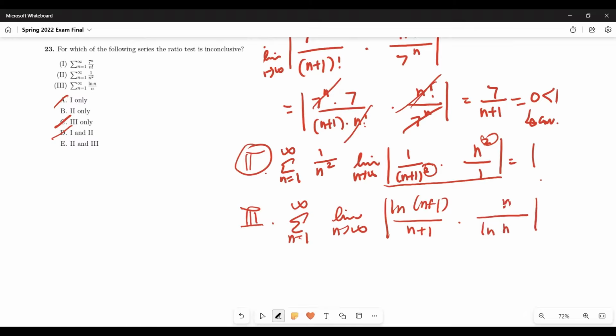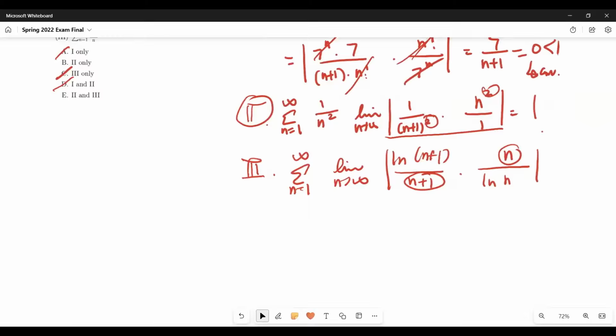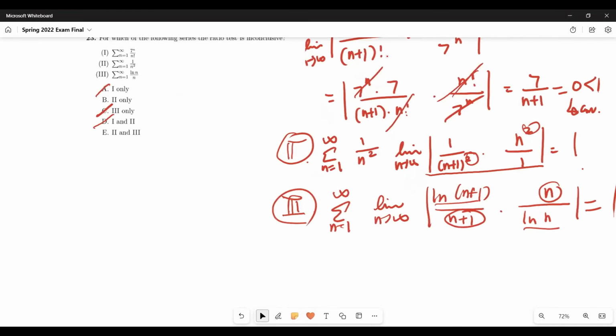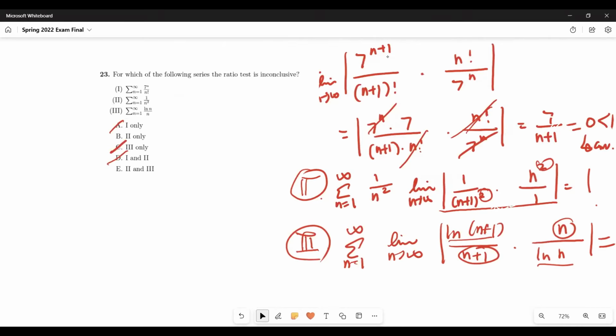n and n plus 1 have the same power, so the limit as n goes to infinity just becomes 1. ln(n plus 1) and ln n also have the same power, so as n goes to infinity, this is also just going to be 1, which is why this is going to be inconclusive as well. So the answer for this question is E.